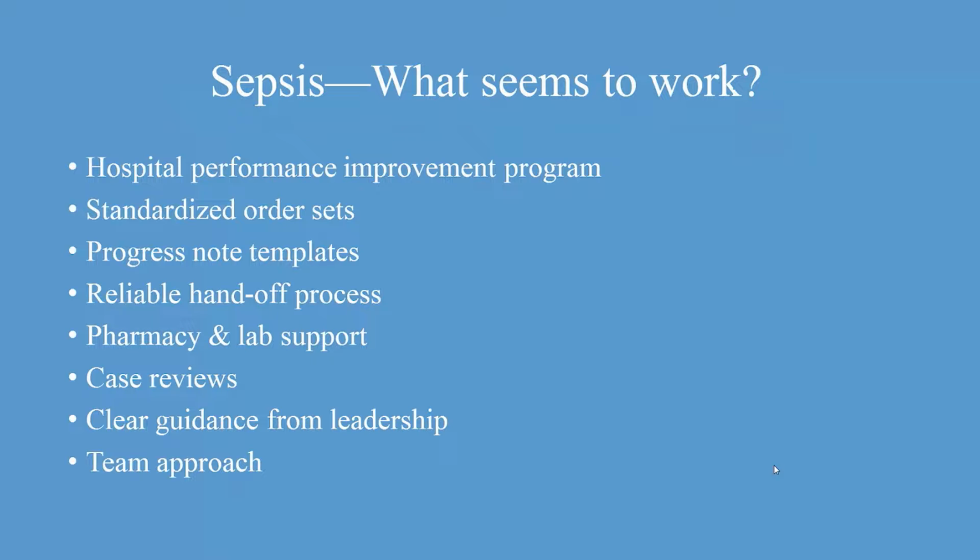It's a hospital-wide performance improvement program, where we treat it like other things that have big resources behind them, like stroke or MI or trauma. We have standardized order sets to help guide effective and consistent treatment, we use progress note templates to help prompt the providers to document effectively, and we create reliable handoff processes. We develop the appropriate pharmacy and lab supports to make it easier to do these things in a timely fashion, and we look at our own data. We do our case reviews and we use our data to go back and figure out how we can do it better.